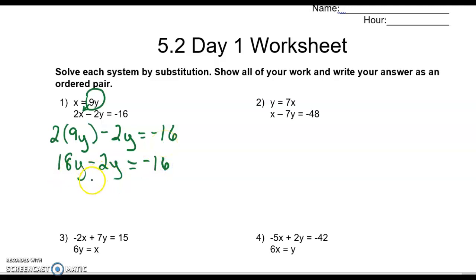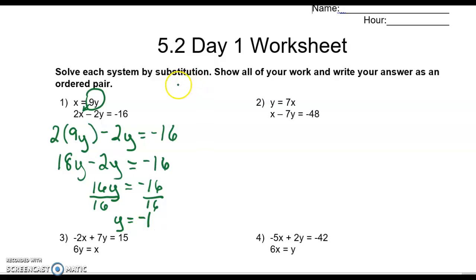18y take away 2y is 16y equals negative 16. Divide both sides by 16. So y equals negative 1. We now know part of our ordered pair.